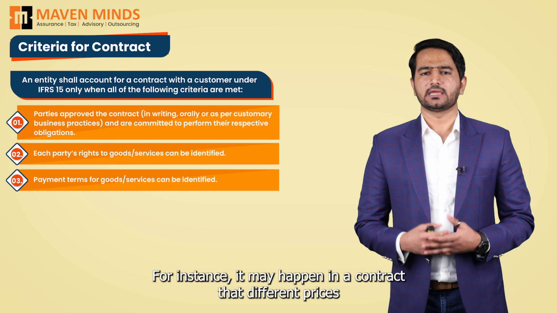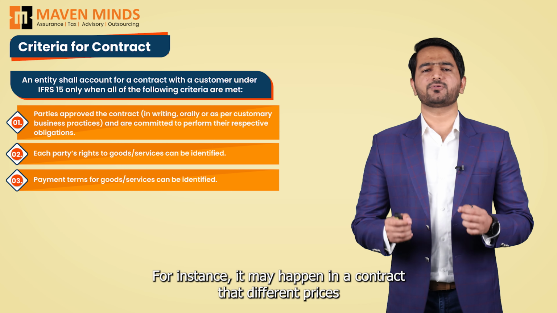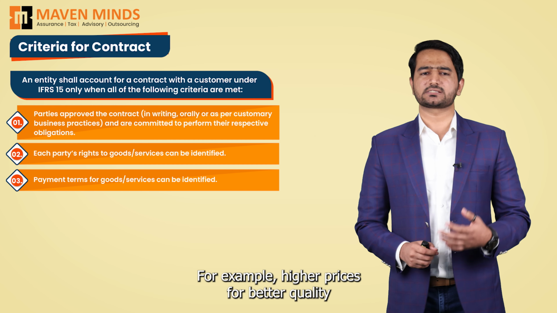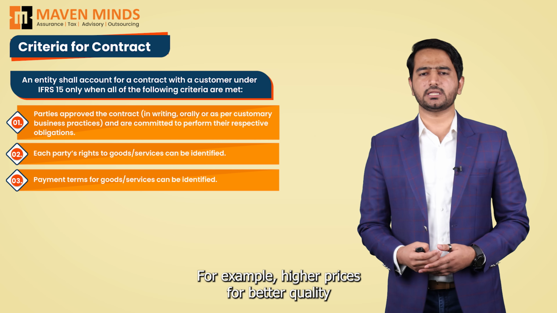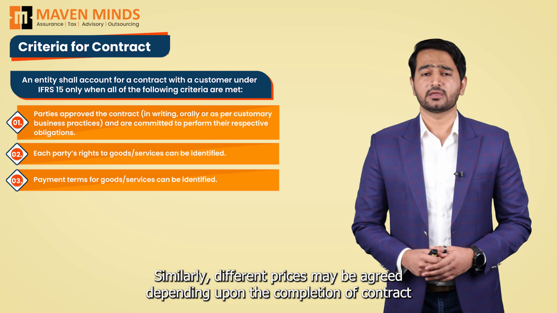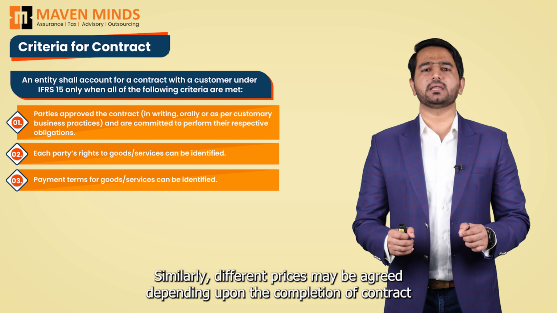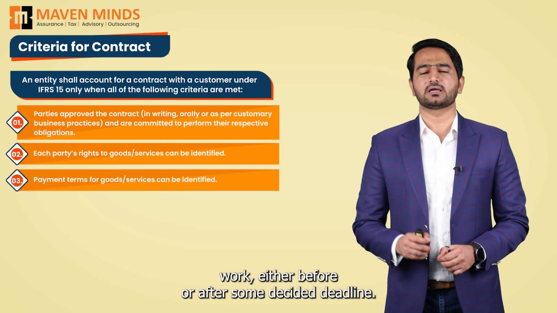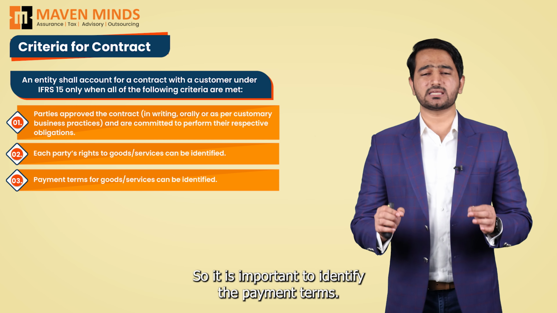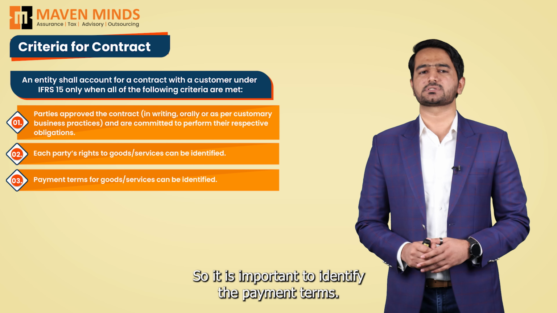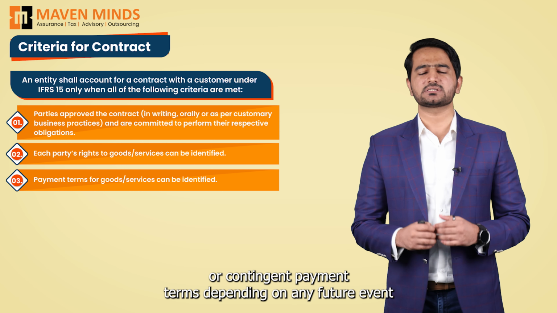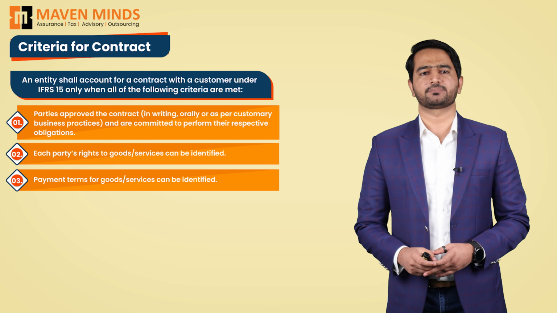For instance, it may happen in a contract that different prices may be agreed depending upon the quality of goods and services provided. For example, higher prices for better quality and lower prices for inferior quality products. Similarly, different prices may be agreed depending upon the completion of contract work, either before or after some decided deadline. So, it is important to identify the payment terms. It may be fixed payment terms or variable or contingent payment terms depending on any future event.